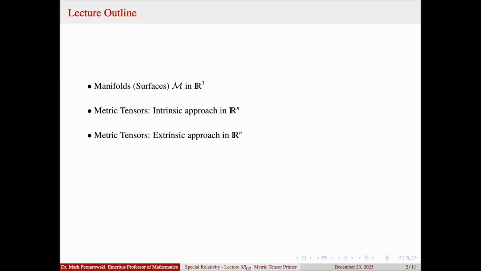This relatively short lecture is going to be divided into three parts. The first part is going to be on manifolds in R3, and then I'm going to distinguish between two kinds of metric tensors. One which you derive using something called an intrinsic approach, and another called the extrinsic approach. They are basically equivalent, but they have a dimensionality difference in them, and I'll show that one is slightly preferred to the other in the subject of special relativity.